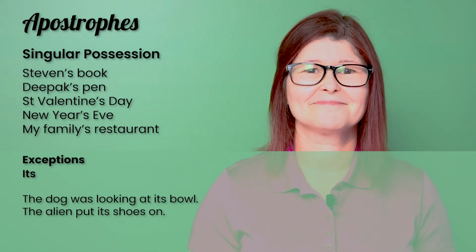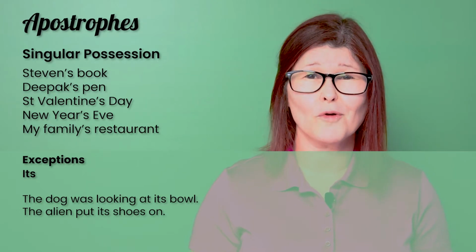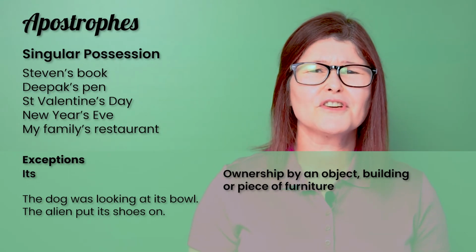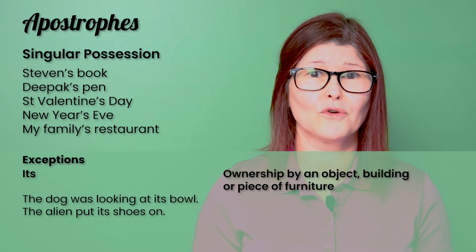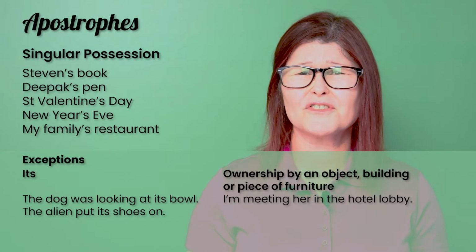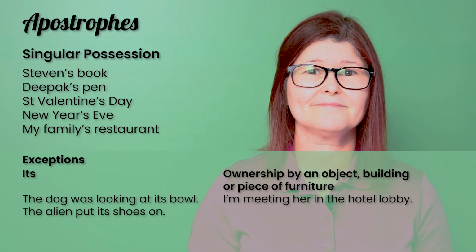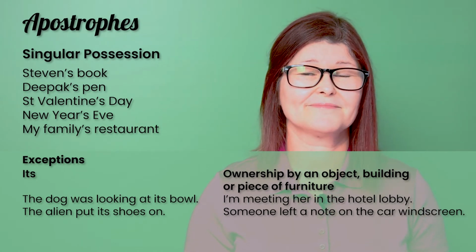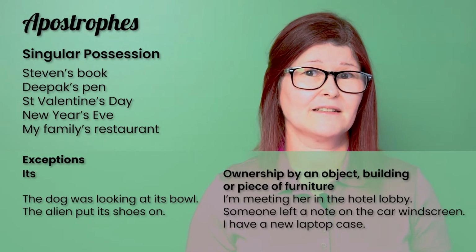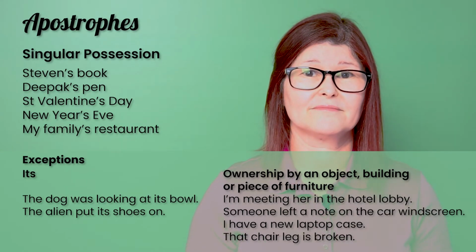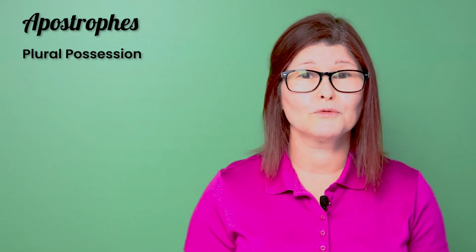The other exception is when an object, building, or piece of furniture owns something else. We don't use an apostrophe or even an S at all. For example, I'm meeting her in the hotel lobby. We don't say in the hotel's lobby. Someone left a note on the car windscreen, not car's windscreen. I have a new laptop case. We wouldn't say laptop's case. That chair leg is broken, not chair's leg.